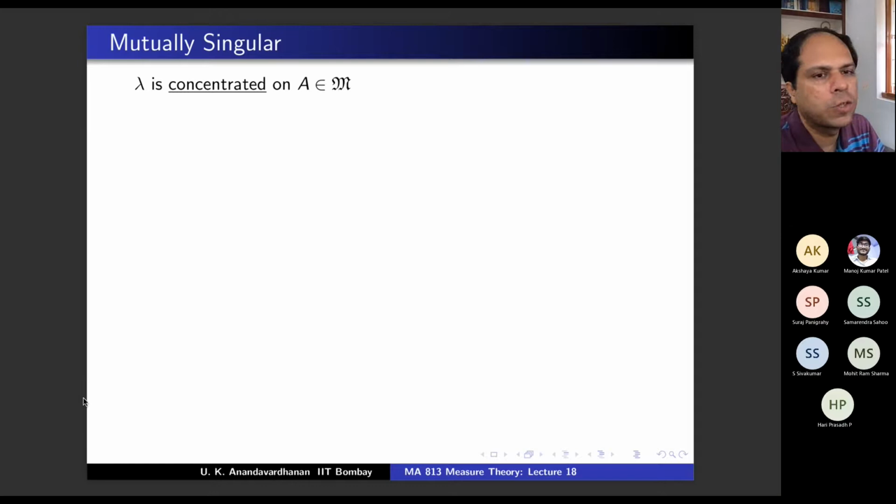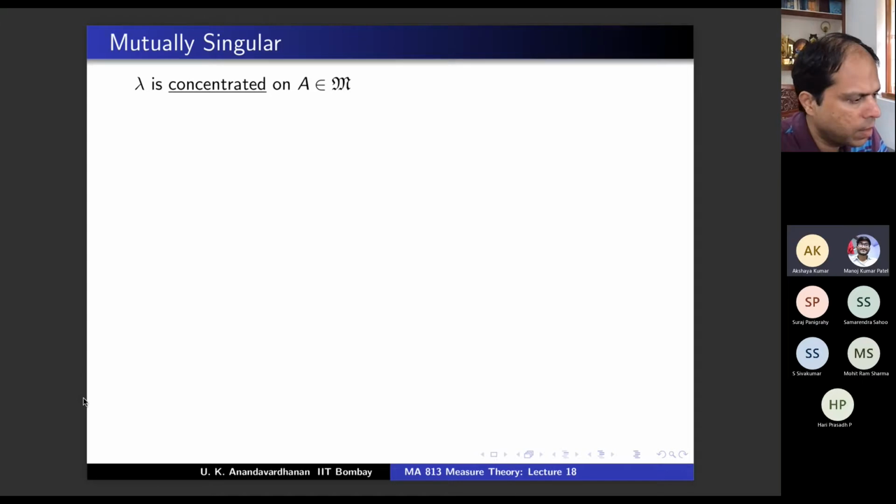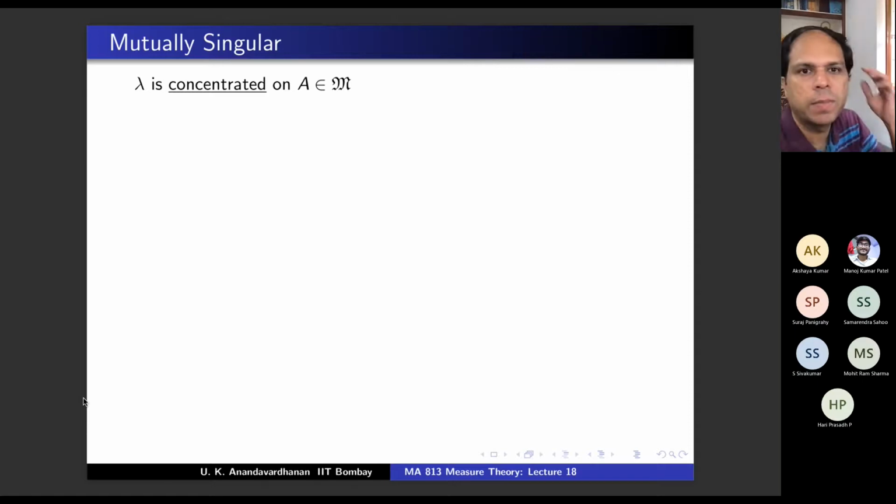For example, before coming to the definition, you know the Dirac delta measure, right? What is the Dirac delta measure? At a point. So let's say take a point x naught. How do you define the measure delta x naught? The measure will be zero if x naught is not in that set, and will be one if x naught is there. Correct. In whatever sigma algebra you have, if the set contains the point x naught, it is one. Otherwise, it is zero. That's a measure. You can check it's a measure.